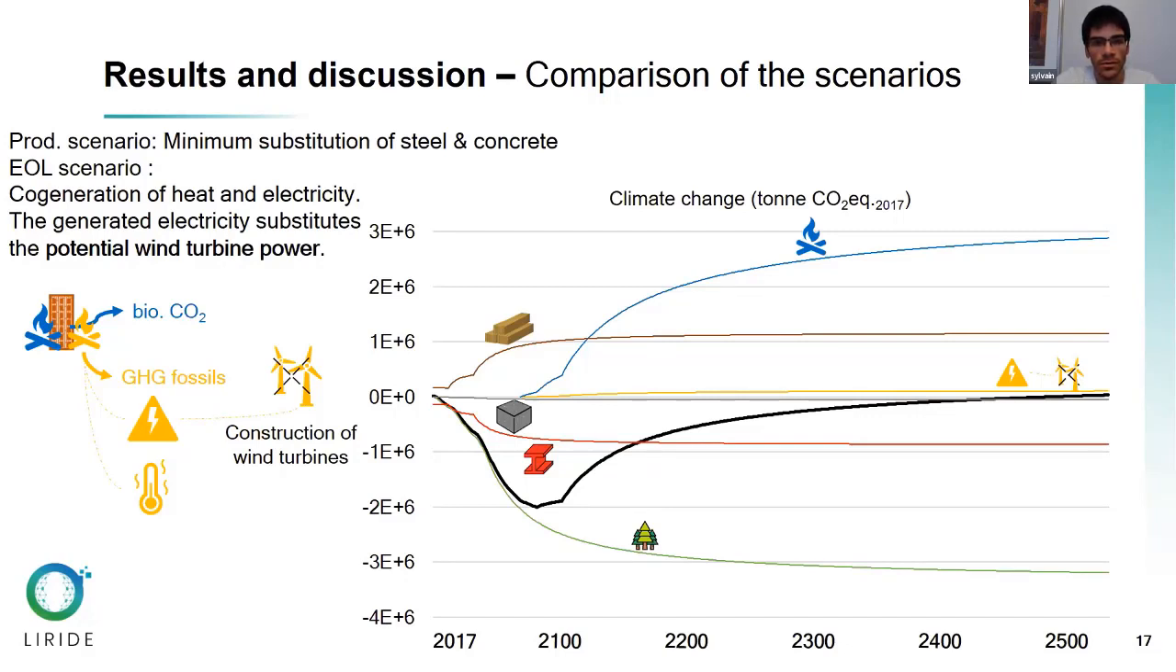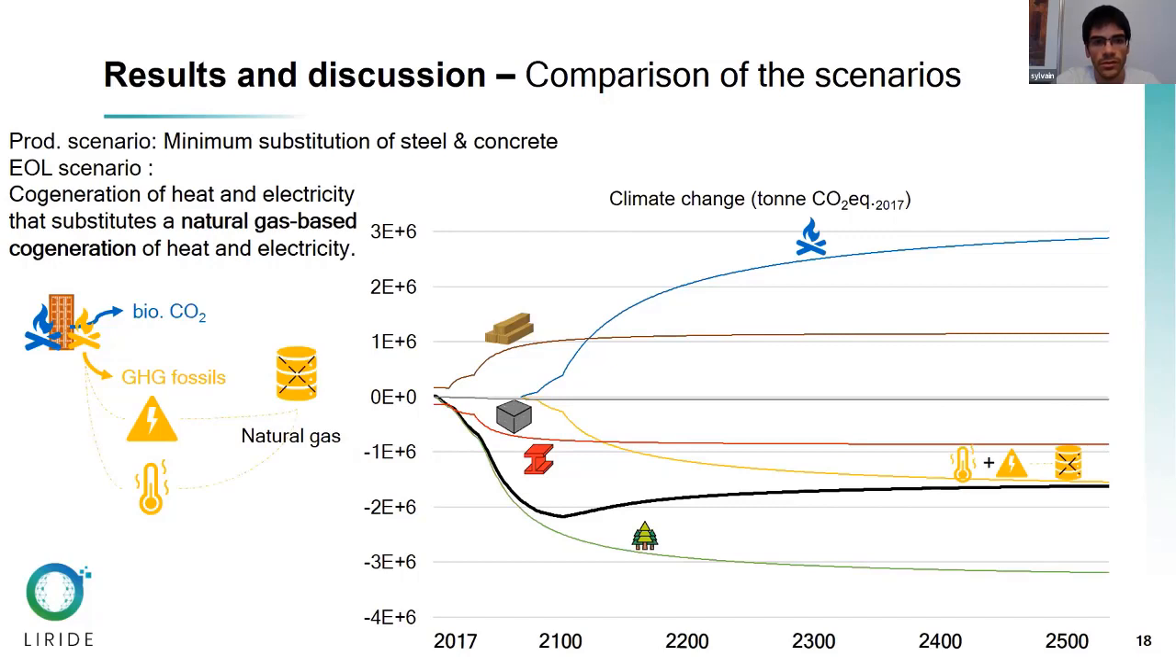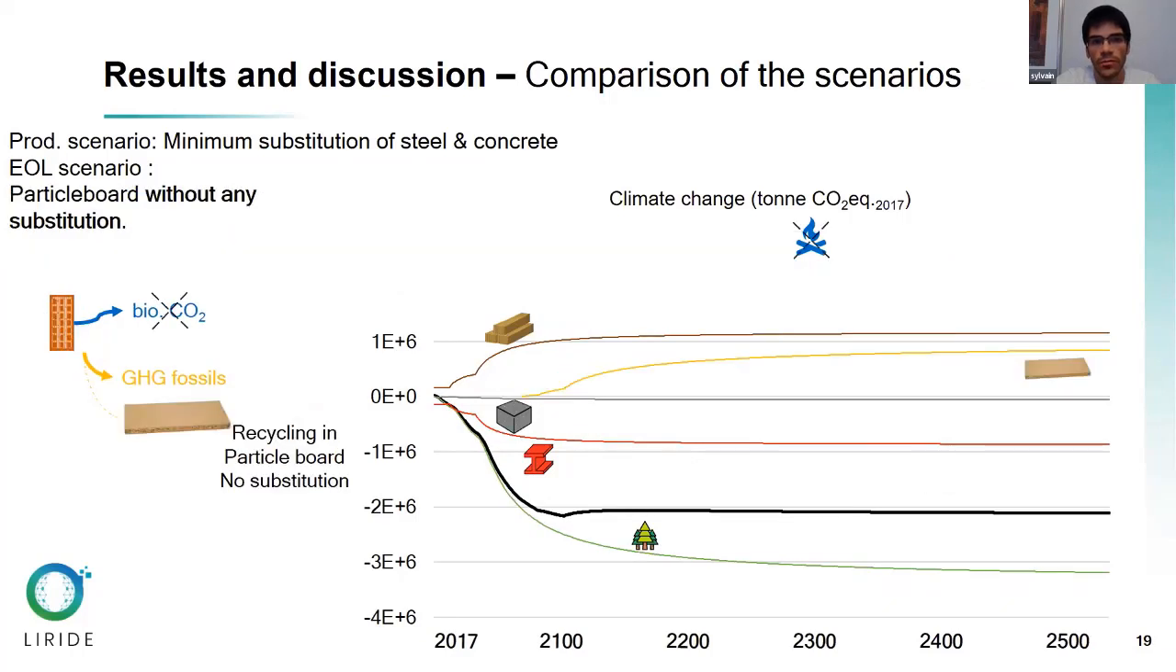So in the next slide, for the second scenario, in case of natural gas avoidance, the result is negative mainly because of the avoided emission of the natural gas. And finally, in the next slide, for the production of particle board, even if the yellow curve is positive, as long as we keep the carbon stored in product, we can keep changes to have a benefit.